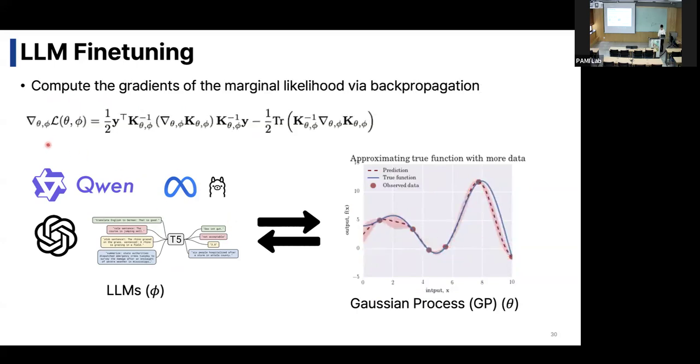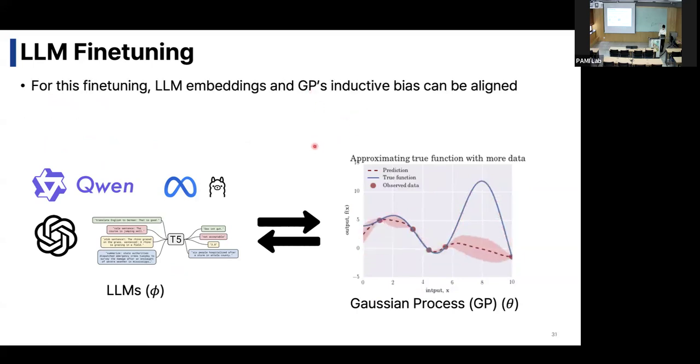And we compute the gradients of the marginal likelihood with respect to the parameters via standard backpropagation. This joint training process ensures that the embeddings produced by the LLM are well aligned with the behavior expected by the Gaussian process model. It leads to a more effective and domain-aware application of Bayesian optimization.